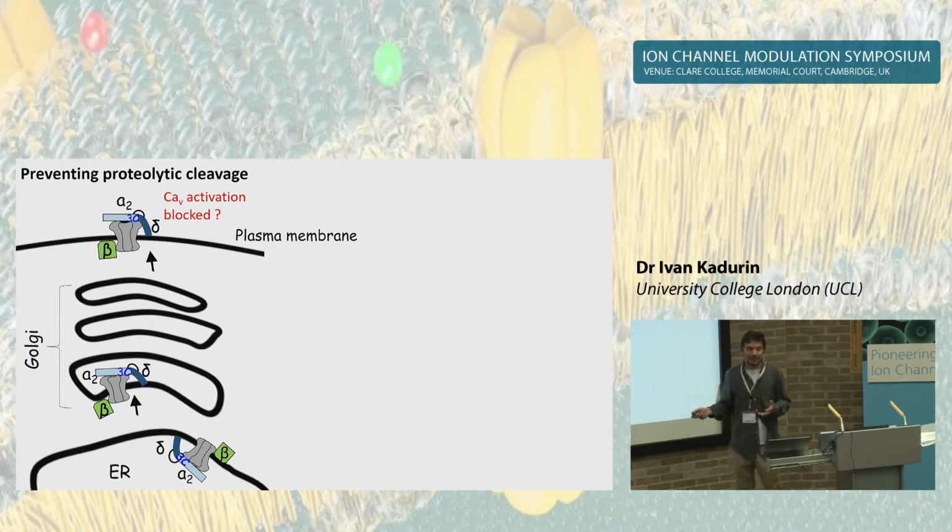The trafficking in these heterologous cell lines expressing the channels seems not to be affected, and the surface expression seems not to be affected by the proteolytic cleavage. But we showed that the channels are expressed at the cell surface, but they cannot be activated by voltage in the absence of cleavage.